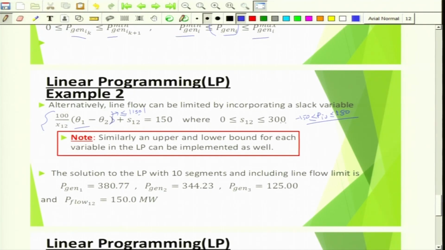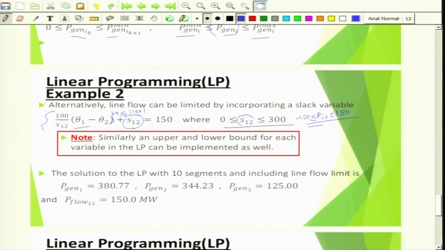Now that means it is an inequality constraint. You can make it look like an equality constraint. How do you do it? Just introduce another variable. So the line flow constraint plus this slack variable is equal to 150. If you make it equal to 150, then what happens? S12 lies between 0 and 300.